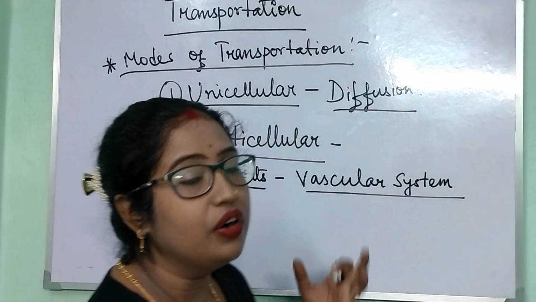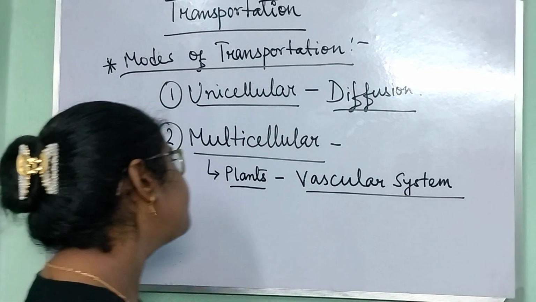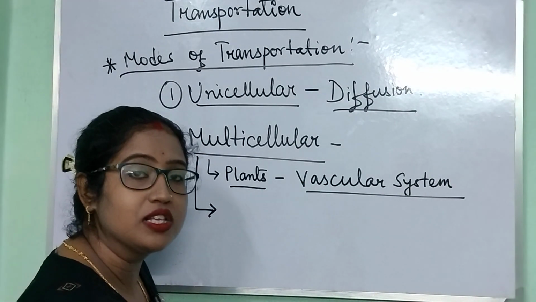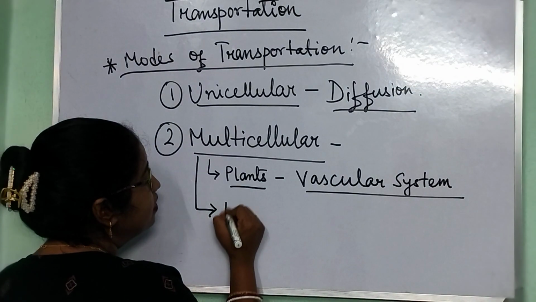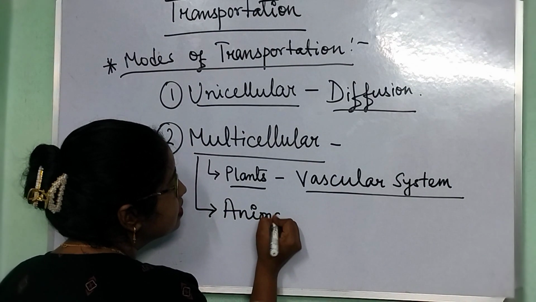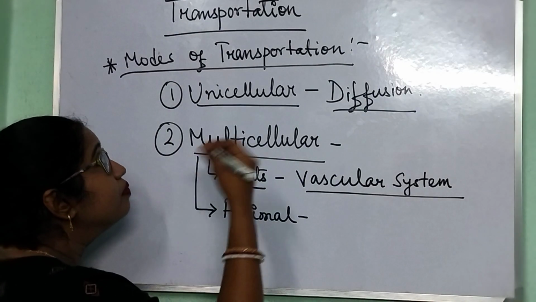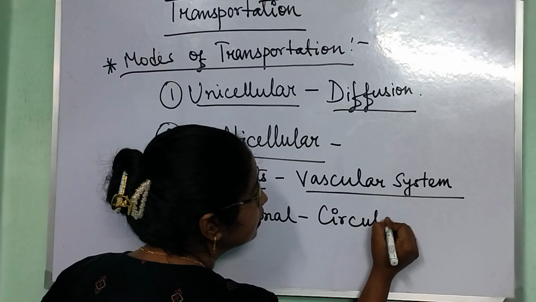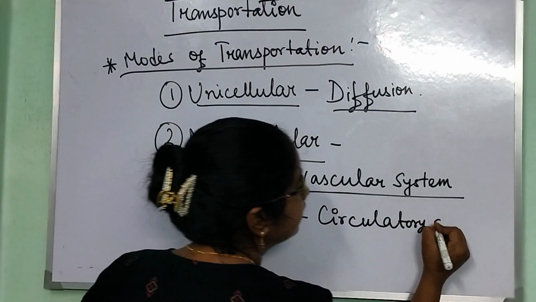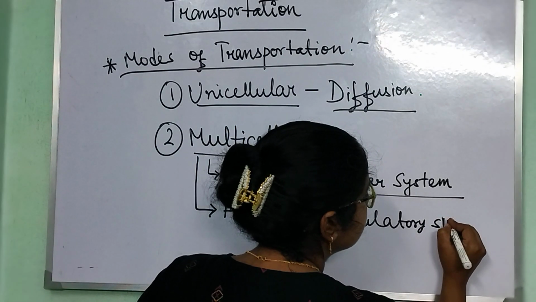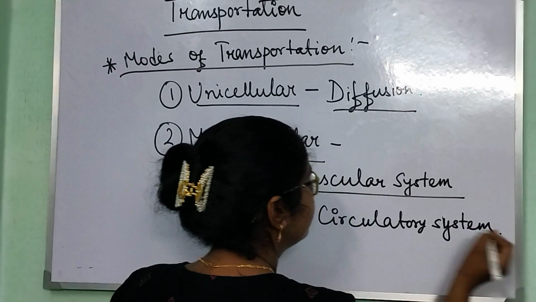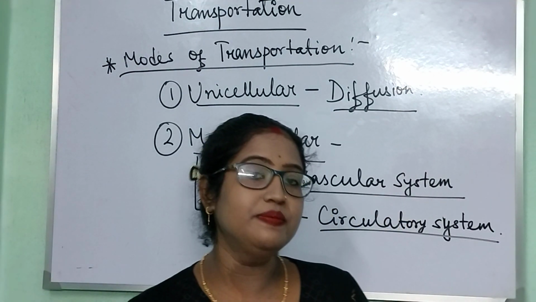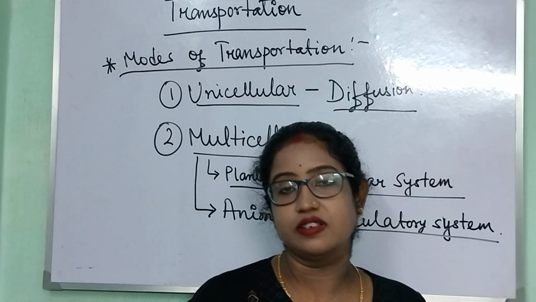And in multicellular animals, there is a specialized system to transport the essential things. So, in multicellular animals, the transportation system is called the circulatory system. So in multicellular organisms, there is a circulatory system present.